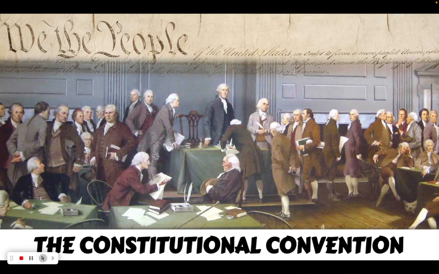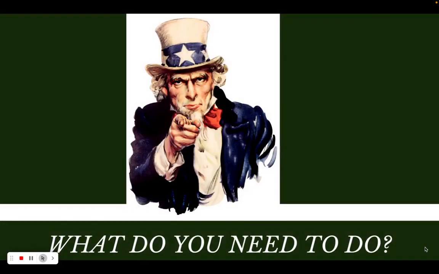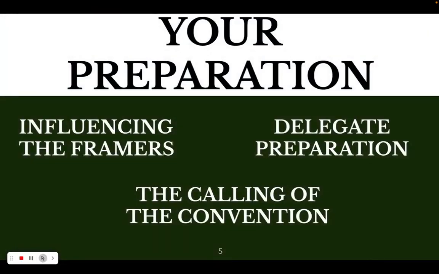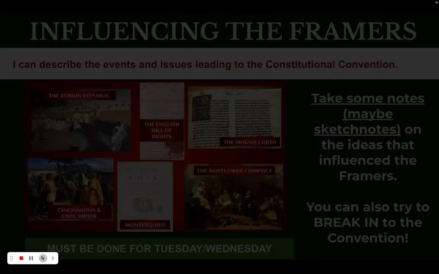Now, this is an overview of what you are going to be doing to prepare for the Constitutional Convention, and you've got to be prepared. That's the key. We have to be prepared, all right, or else it doesn't work. Sitting in this room right here, if they weren't prepared, nothing's going to get done. So these are the three things you're going to be doing, three learning experiences. You're going to find out what influenced the framers, you're going to find out a little bit about the calling of the convention, and then you're going to find out about your delegate that you are going to represent.